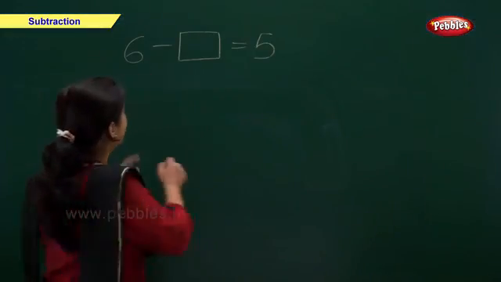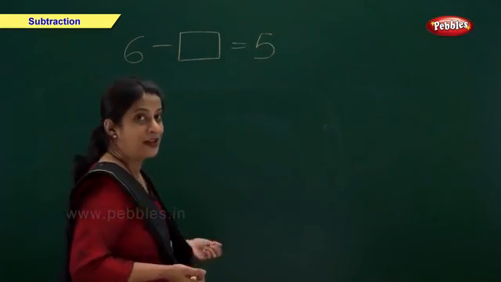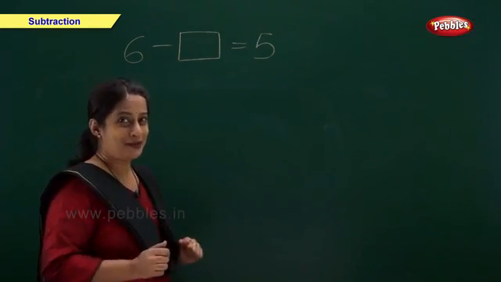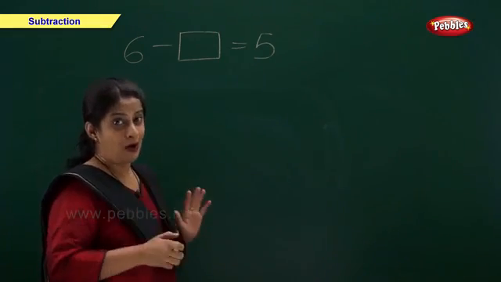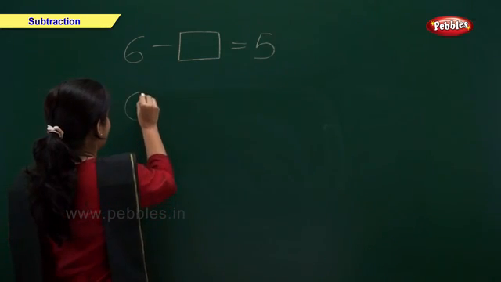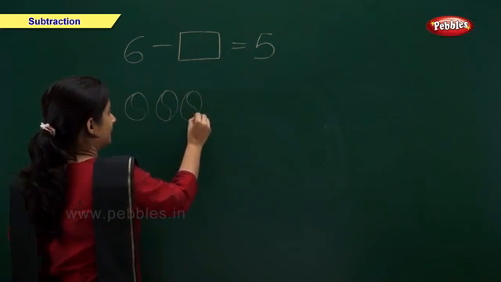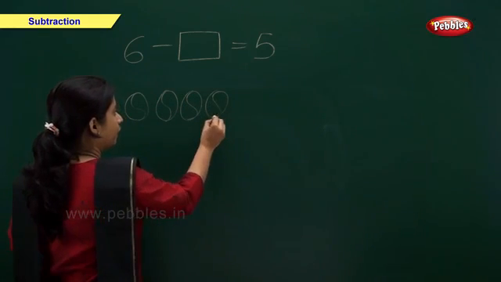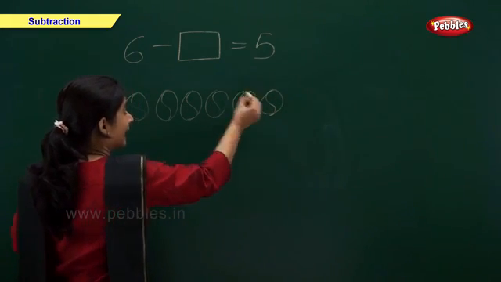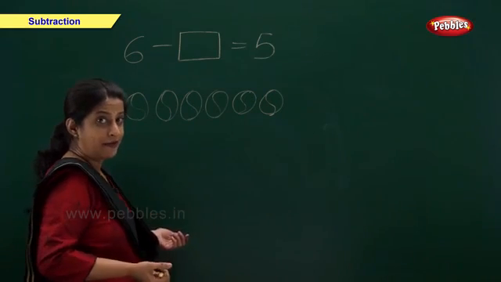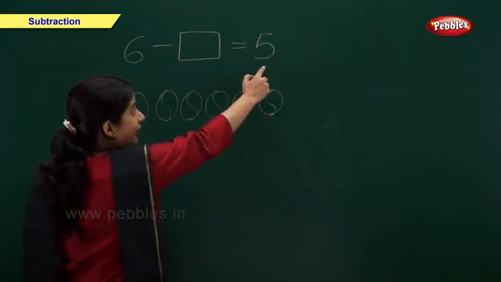Now we have 6 minus box is equal to 5. So 6 minus how many is equal to 5? So for that, first we will draw 6 balls. 1, 2, 3, 4, 5 and 6. So now we have 6 balls here and our answer should be 5.